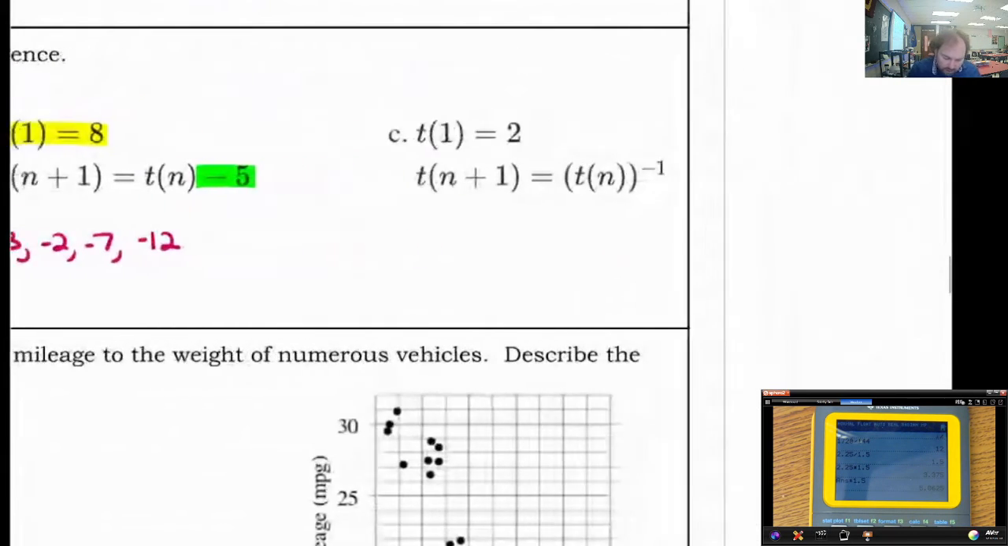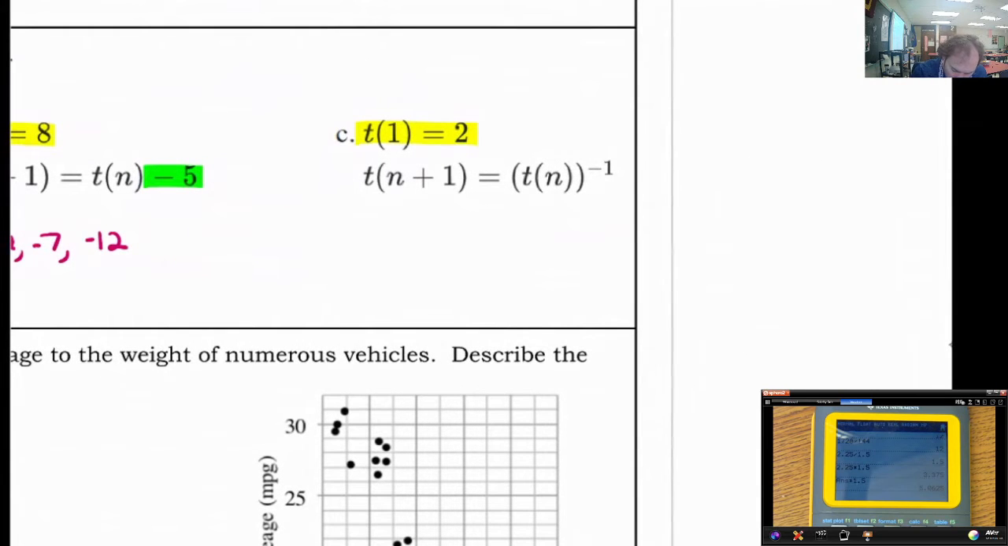And over here, they told us that the first term is 2. And this is interesting. We have 2 to the negative first power. Now, if you don't know how to do negative first power, you could grab a calculator, I suppose. This is going to be, it is 1 over 2.